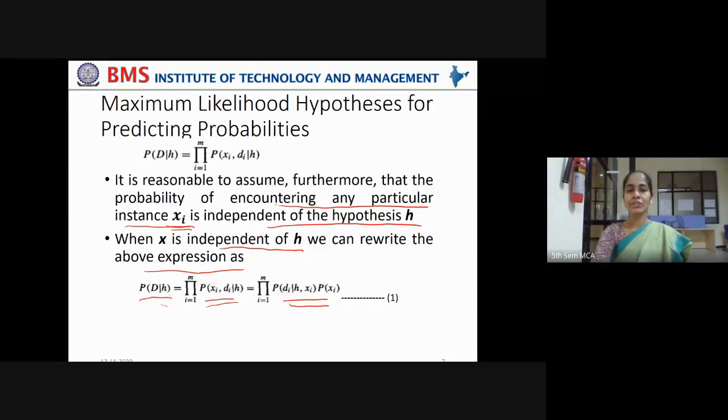probability of d given h, which initially is probability of xi, comma, di given h. Now you can rewrite it using Bayes theorem as probability of di given h, comma, xi multiplied by probability of xi. You want the prior probability of xi to use for the calculation of this probability of d given h. Why? Because xi is independent of the hypothesis. Okay? Mark this as your equation 1 because this will be used in later derivation.